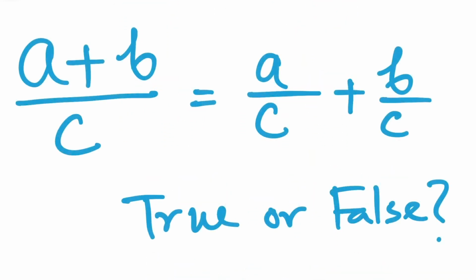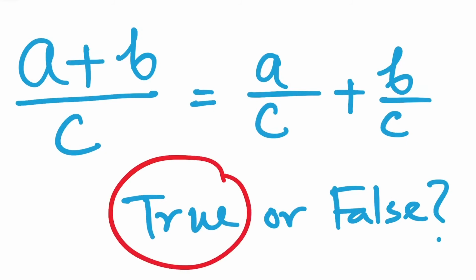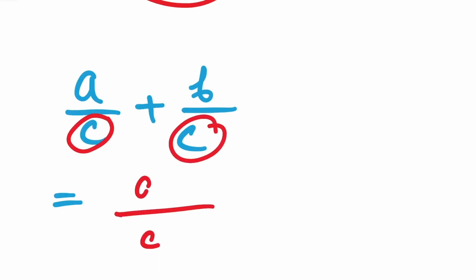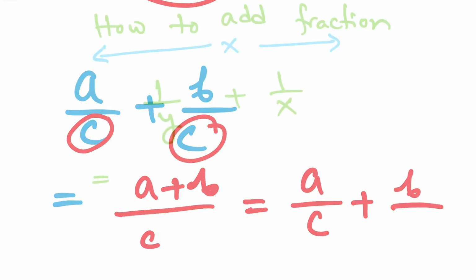b over c equal to a over c plus b over c. Is it true or false? I'll give you 10 seconds, okay? So yes, the answer is true. Let me show you the work. a over c plus b over c. Whenever you add fractions, if the denominators are the same, you can actually add the numerators. So a plus b, which is equal to a over c plus b over c.